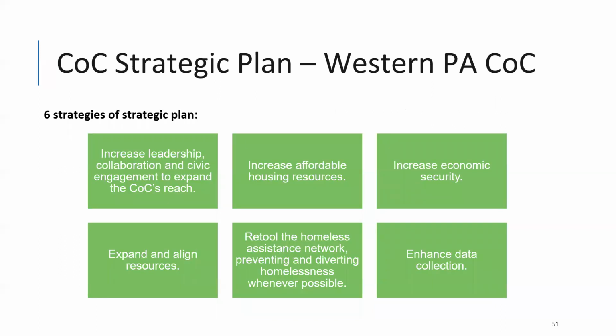And then there were 6 strategies. How is the CoC going to accomplish these goals? The strategies are: increase leadership, collaboration, and civic engagement to really expand the CoC's reach and work more effectively with folks across the CoC. Increase affordable housing resources. Increase economic security, which could be through folks increasing their income, accessing benefits, things like that.